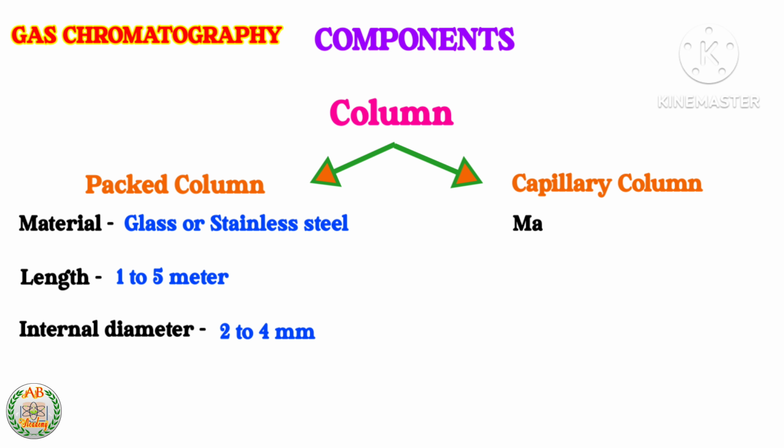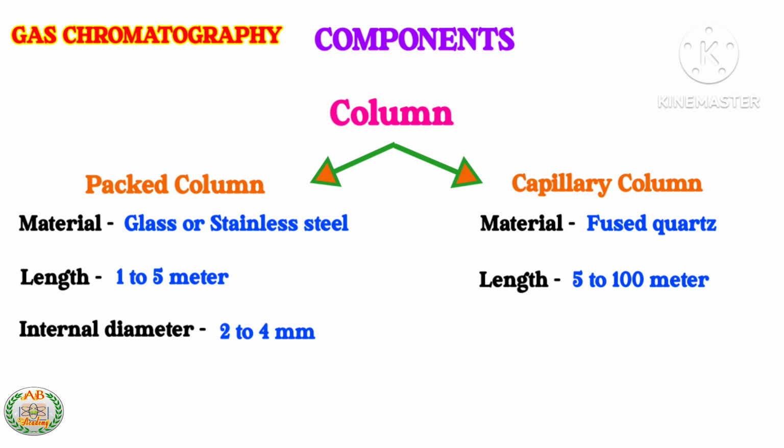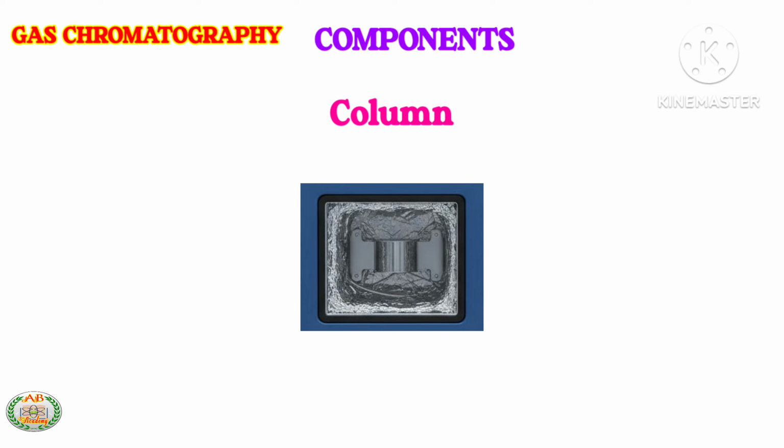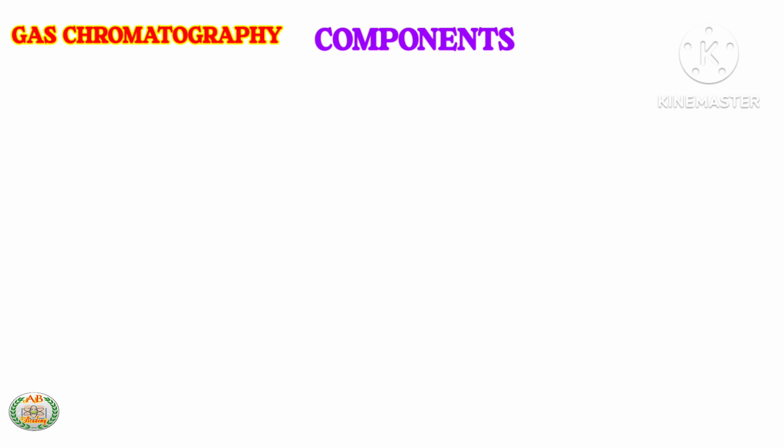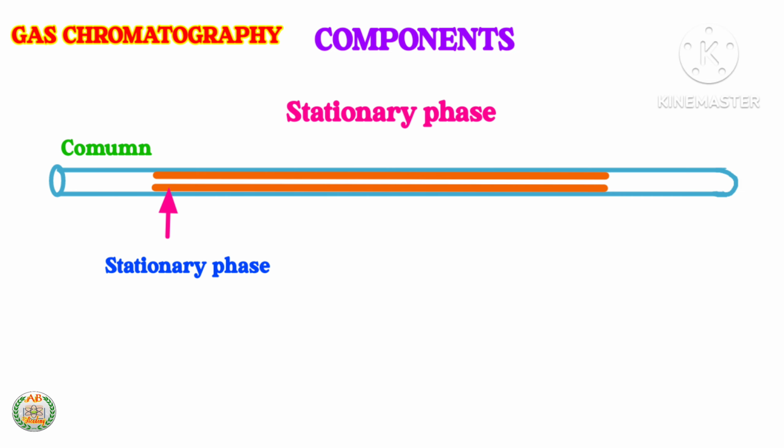The capillary column is made up of fused quartz. These columns are very long and have length from 5 to 100 meters and have an internal diameter of 0.1 to 1 millimeter. The column is placed in a chamber so that a uniform temperature can be maintained. The next component is stationary phase. The stationary phase is packed in the inner wall of the column. The stationary phase is made up of silicon grease or wax, which can withstand a high temperature.